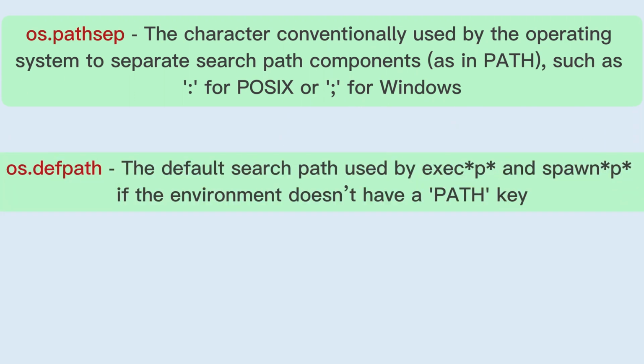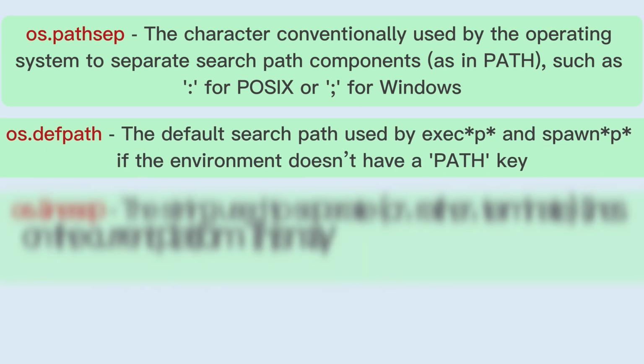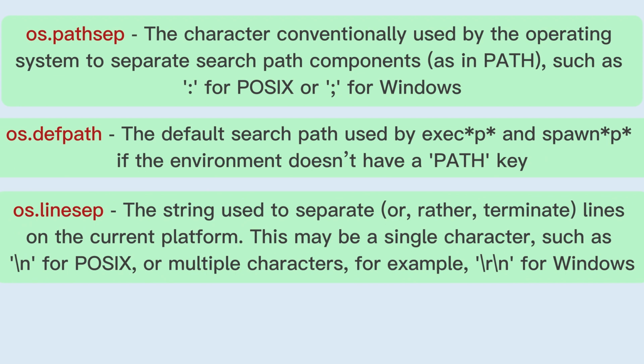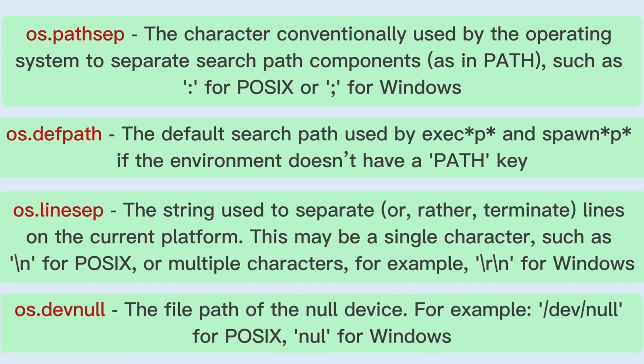os.defpath. The default search path used by exec*p* and spawn*p* if the environment doesn't have a PATH key. os.linesep. The string used to separate, or rather terminate, lines on the current platform. This may be a single character, such as backslash n for POSIX, or multiple characters, for example, backslash r backslash n for Windows. os.devnull. The file path of the null device. For example, slash dev slash null for POSIX, nul for Windows.